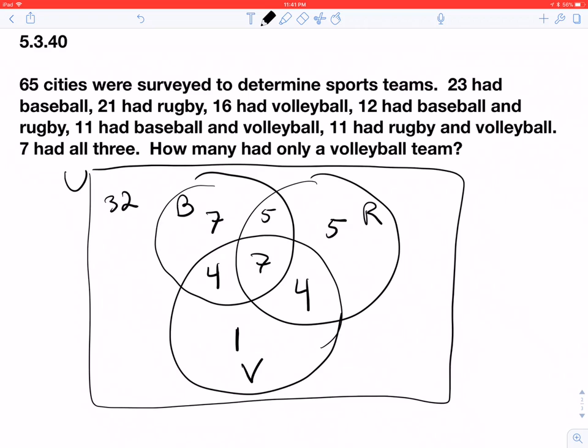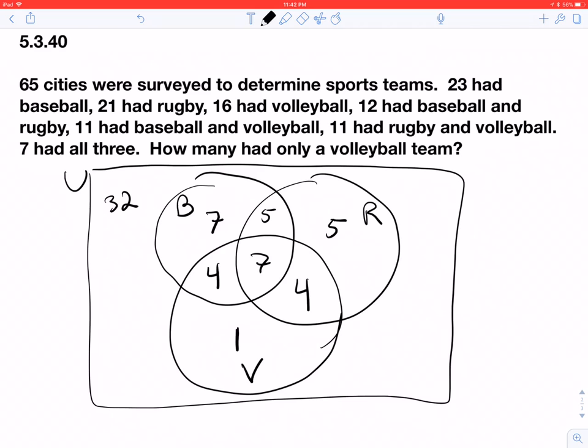So now, provided we correctly filled in this Venn diagram, we're ready to answer the question. It says, how many had only a volleyball team? Only volleyball means they didn't have baseball. They had volleyball, but they did not have baseball, nor did they have rugby. So there's only one city that only had a volleyball team.